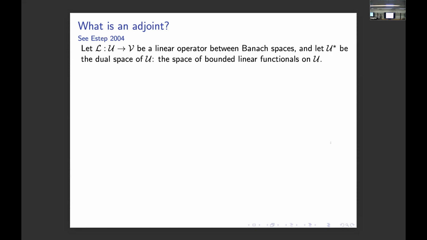Once you have an algebraic space, a Banach space in this case, we can consider its dual space. The dual space is just the space of bounded or continuous linear functionals on that space. So the dual space takes elements in U and maps them to the real numbers. It might be a derivative at a point, the value at a point, an integral, something like that. It's a linear map from the function space to the reals.